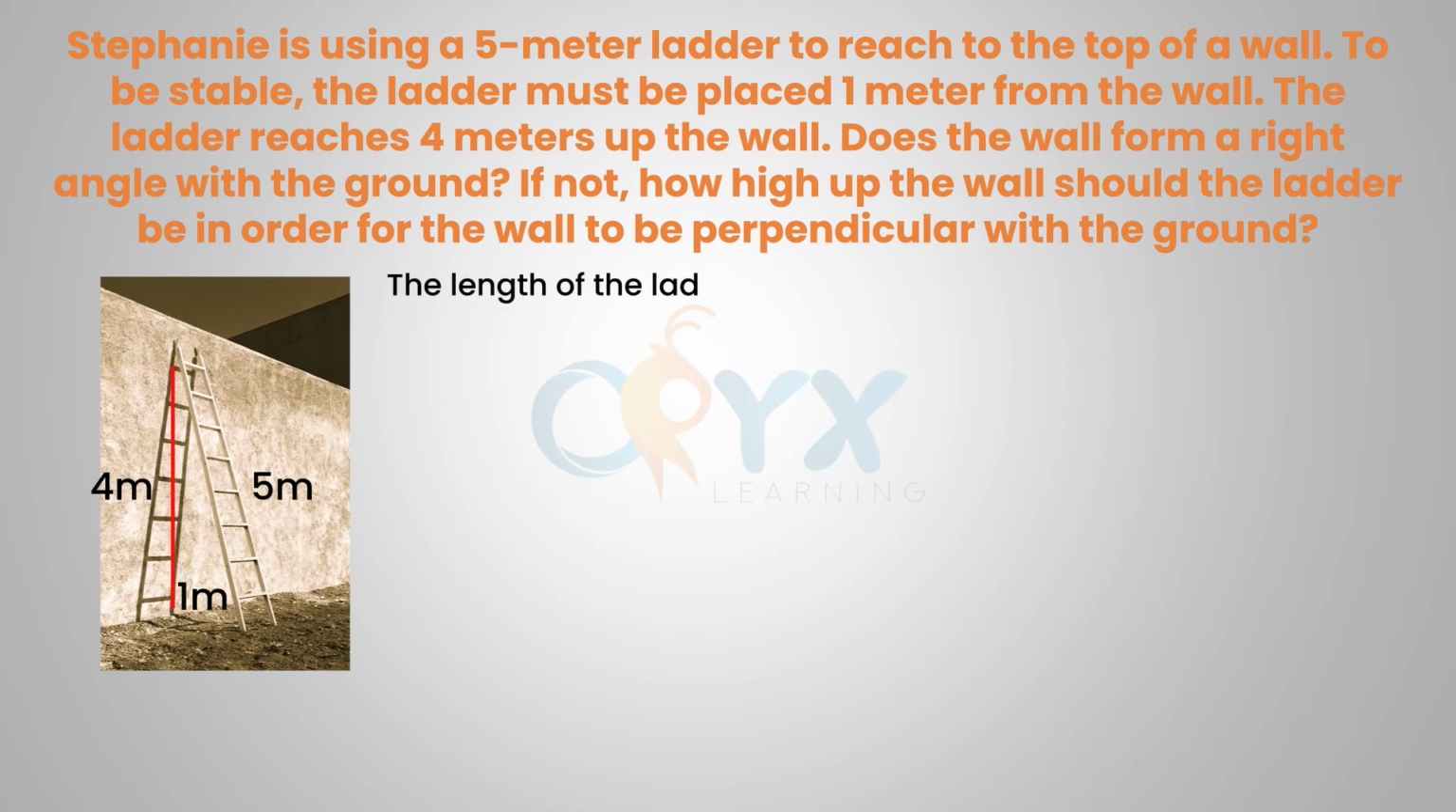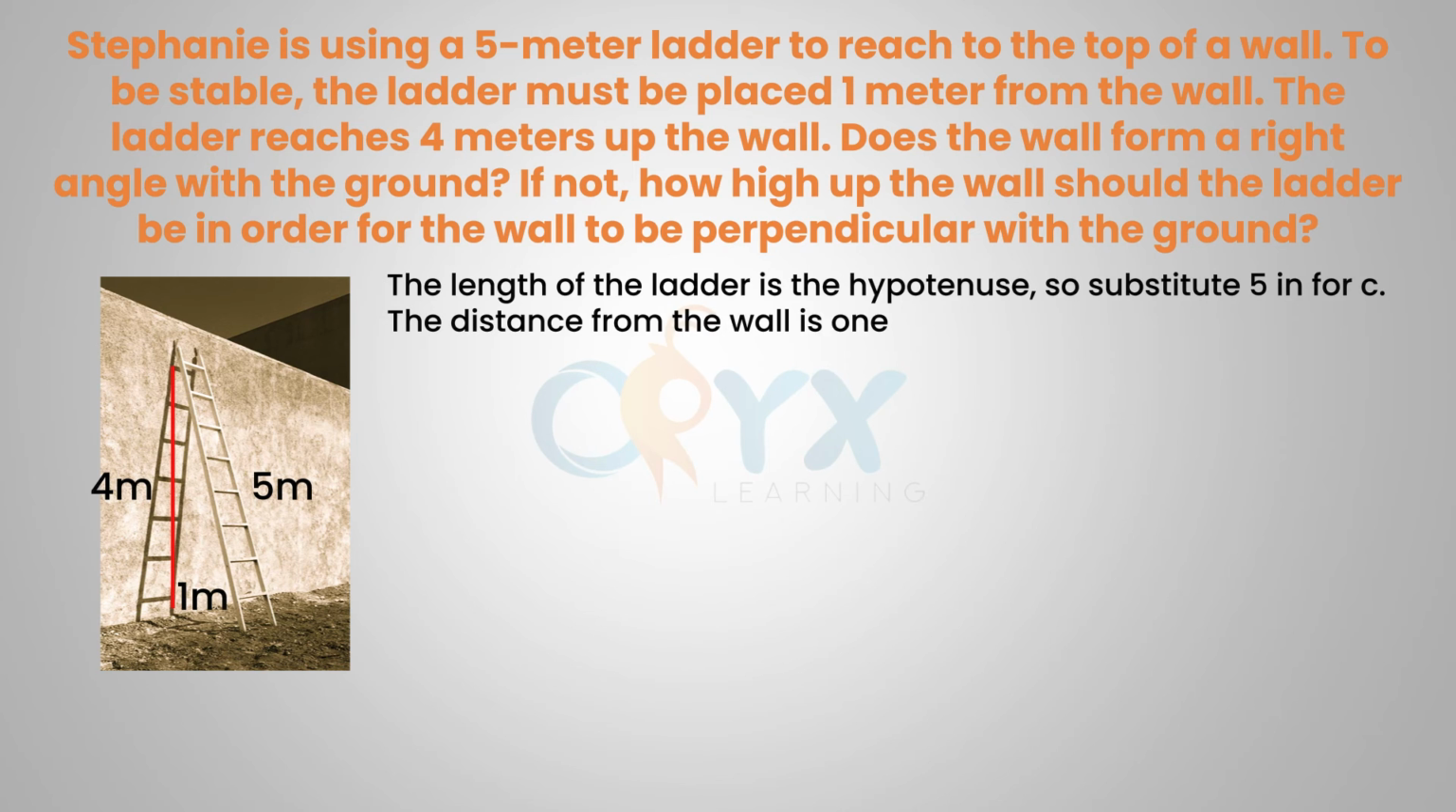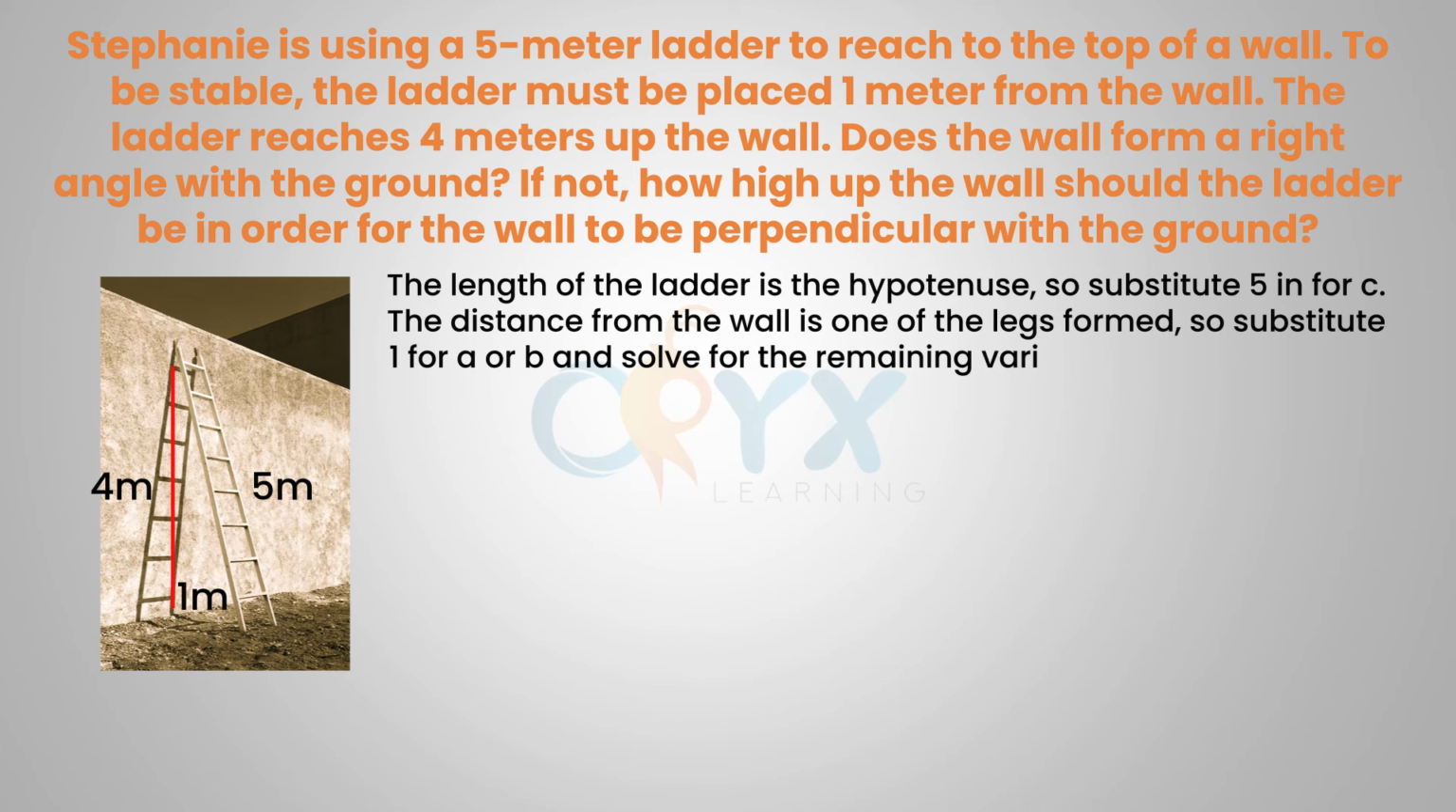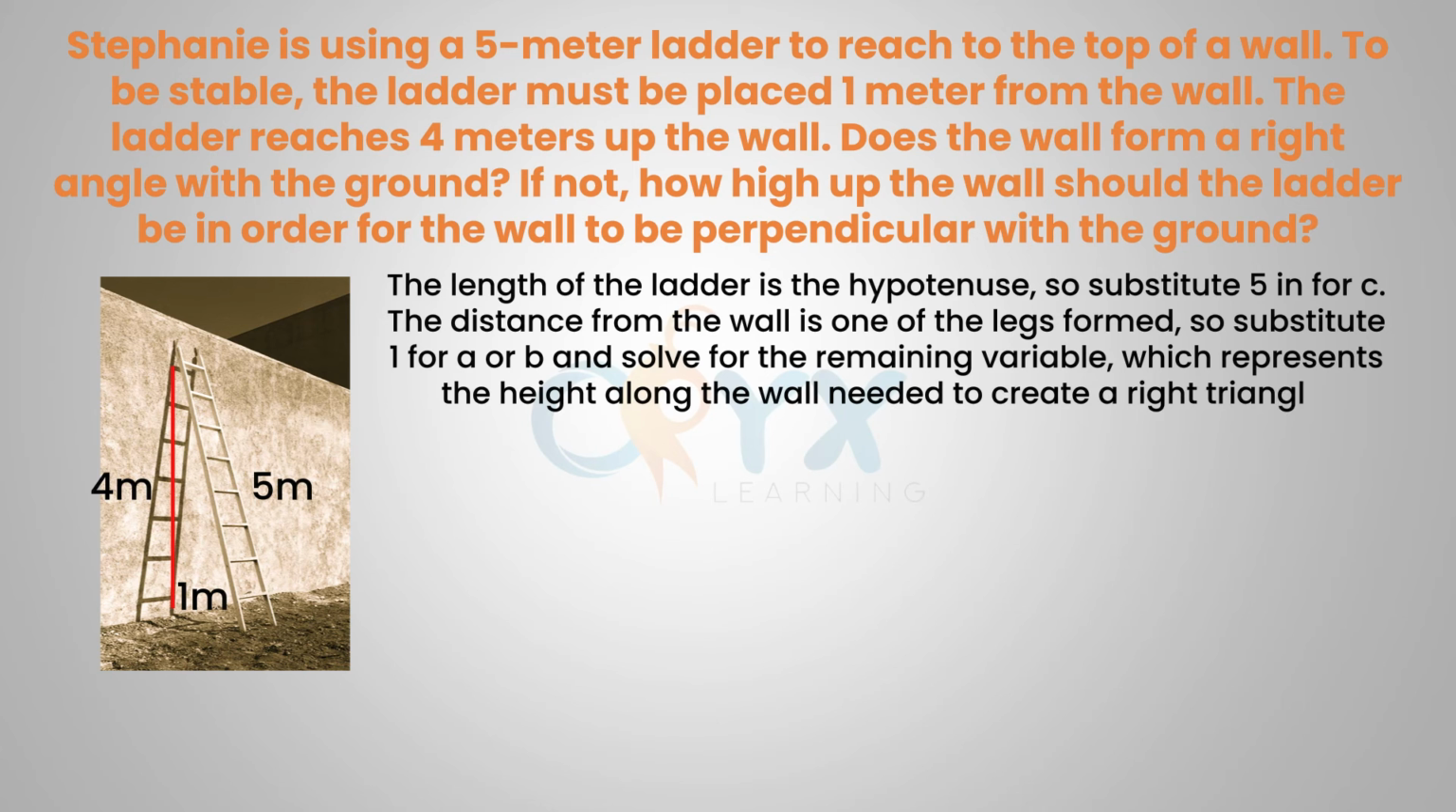The length of the ladder is the hypotenuse, so substitute 5 in for c. The distance from the wall is one of the legs formed, so substitute 1 in for a or b and solve for the remaining variable, which represents the height along the wall needed to create the right triangle. Using the Pythagorean theorem, a squared plus b squared equals c squared, and substituting in the values that we know, we get 1 squared plus b squared equals 5 squared. Simplifying, we get 1 plus b squared equals 25.